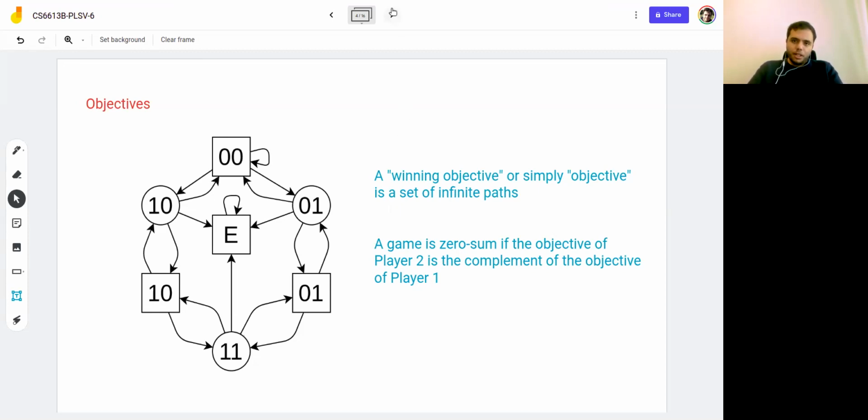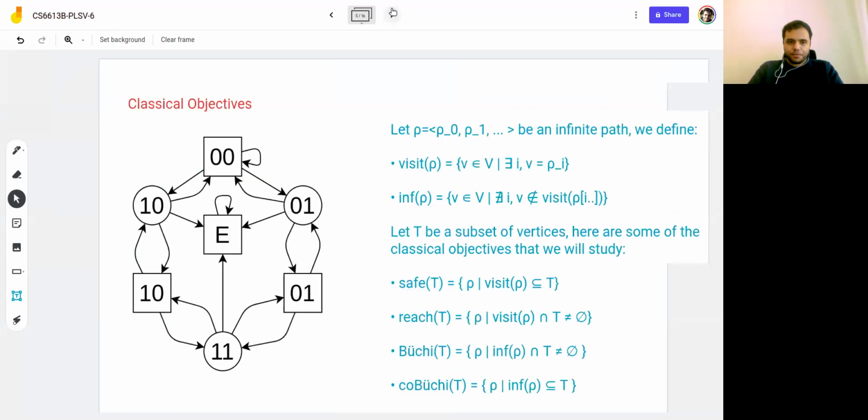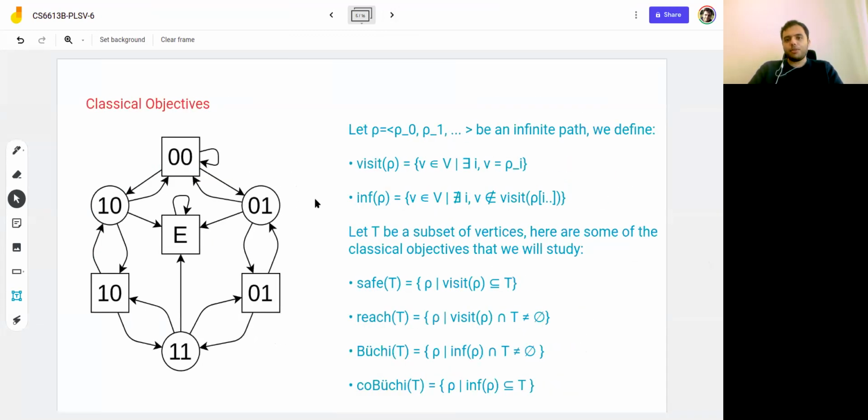Okay. So this is a very abstract definition of what an objective is, but we will then later on during this course see many different types of objectives, and we will actually work on finding strategies for achieving each of these objectives. But here are some of the classical objectives that we will definitely see in this course and have a lot of applications in verification.